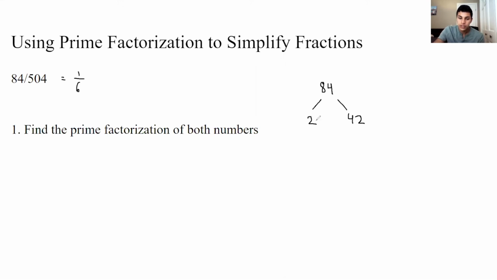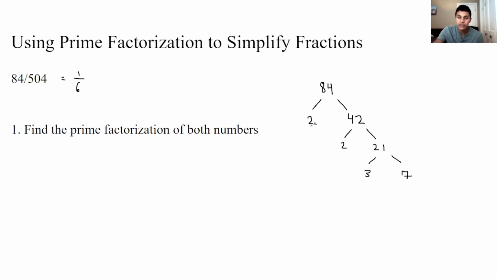Now, on this branch of the tree, this 2 here, since it's a prime number, we can't simplify it any further. But we can simplify 42. In fact, we can divide it by 2 again, since it's an even number, and get 2 and 21. Again, we can't simplify this 2, but 21 can be broken down into 3 and 7, because those are the only 2 factors besides 1 and itself. And now 3 and 7 are both prime numbers, so we can't break them down any further.